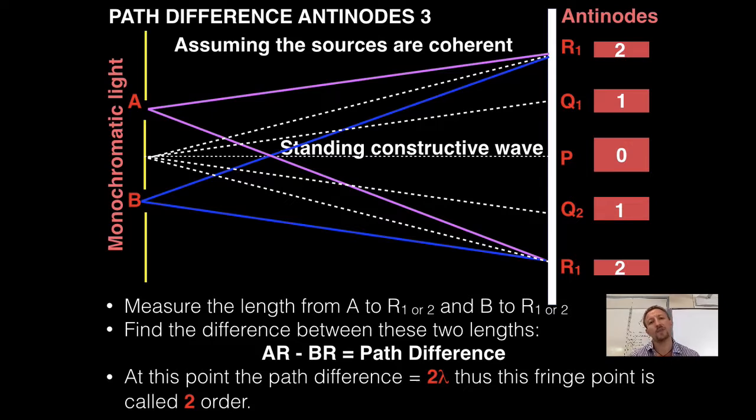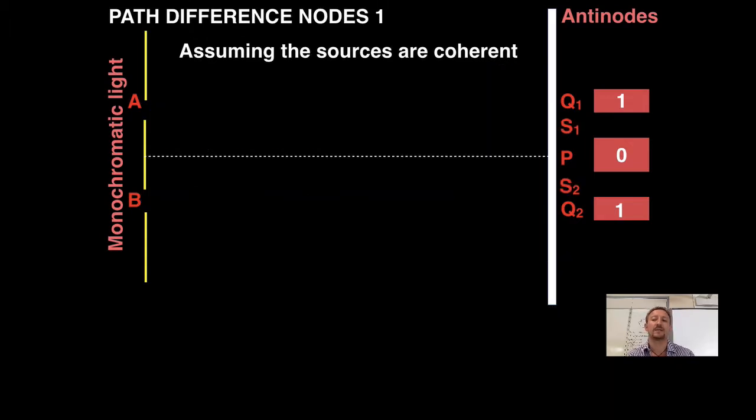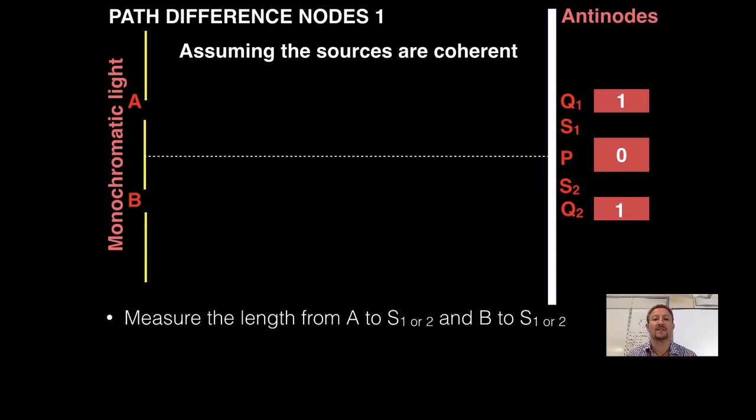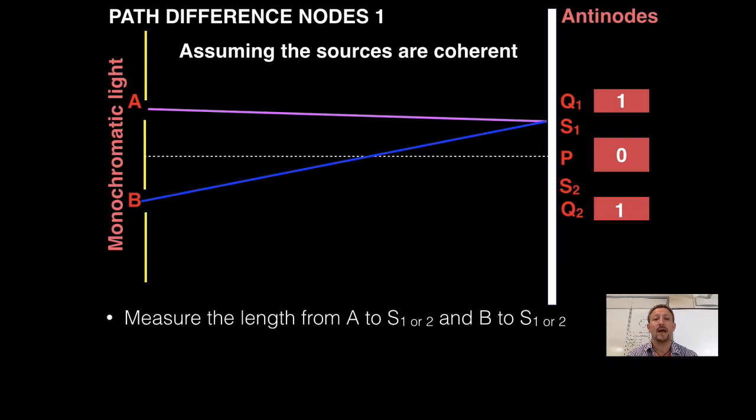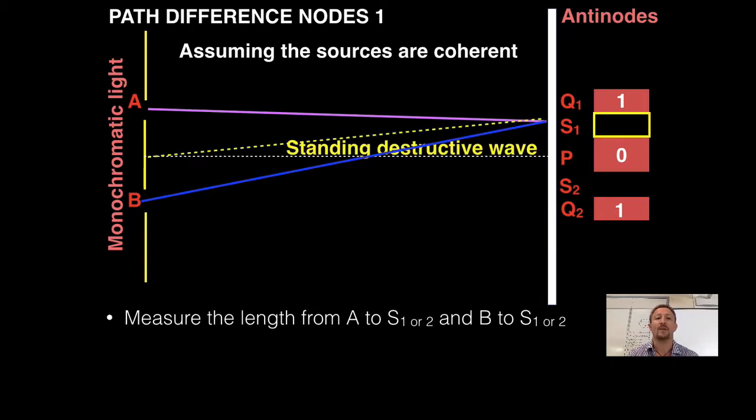What happens though with nodes? So in this case, we're going to do the same sort of thing. The node is going to sit between point P and Q1 and Q2. Okay, I'm going to call it S1 and S2. So that's where I'm going to find my node. So I measure again the distance from A to S1 and B to S1. Again, that will give me a standing, but in this case, destructive wave. And I've just outlined that in the yellow box because when we're dealing with light, that will be a black area.